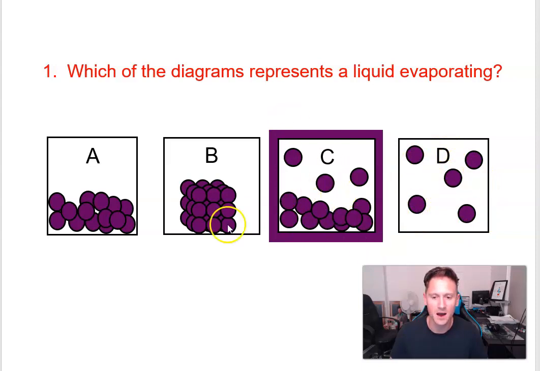So C is kind of a little bit of A at the bottom and a little bit of D at the top. So that would be a liquid evaporating up the top. Cool.